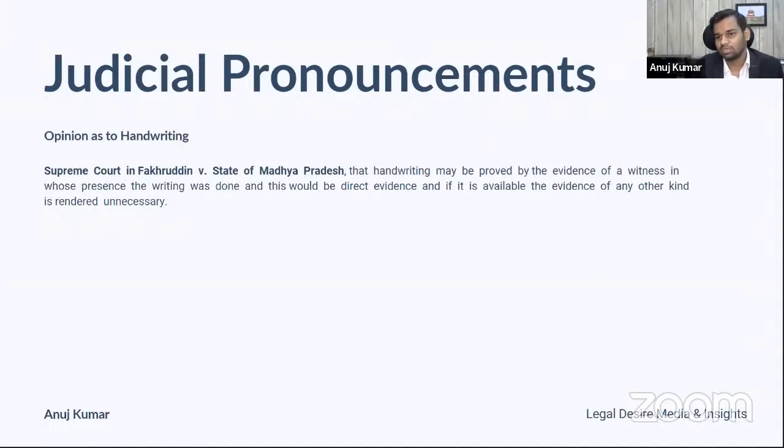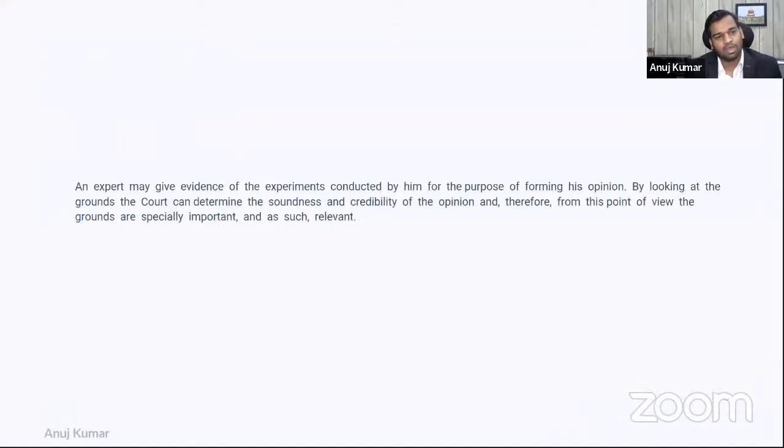So the evidence of a witness in whose presence the writing was done would be direct evidence. It will be considered direct evidence, not expert evidence. And if it is available, the evidence of any other kind, maybe a handwriting expert, will be rendered unnecessary. That is why we have a witnesses column in MOUs and agreements, so that the court can have testimony again.